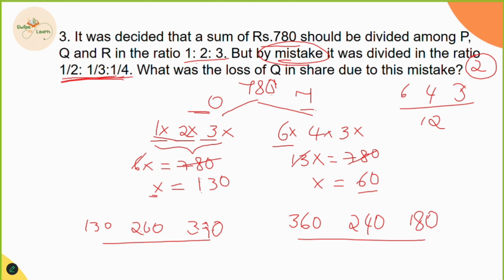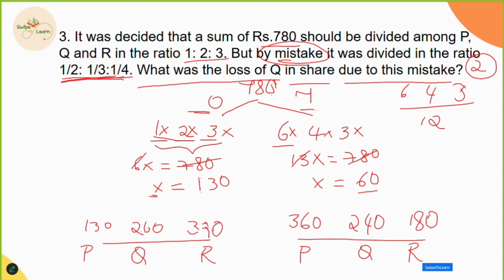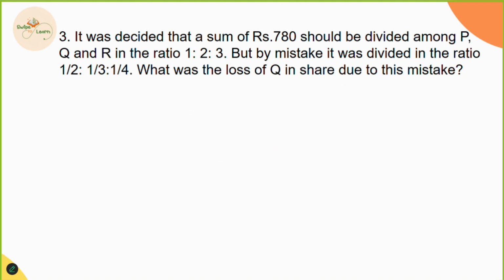So the question is, what was the loss of Q in share due to this mistake? So what was the loss of share? This is P, this is Q, and this is R. We can find out that initially Q should get 260, but when it's mistakenly divided, he gets only 240. So what's the difference between them? 20 rupees. So he got a loss of 20 rupees. So this is the way of solving this kind of problems.